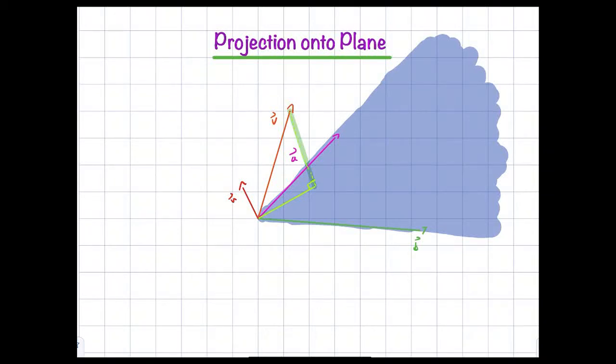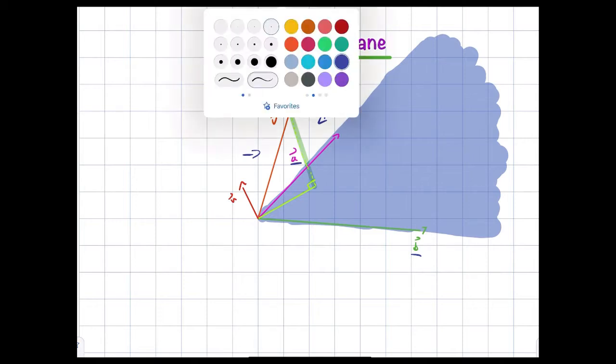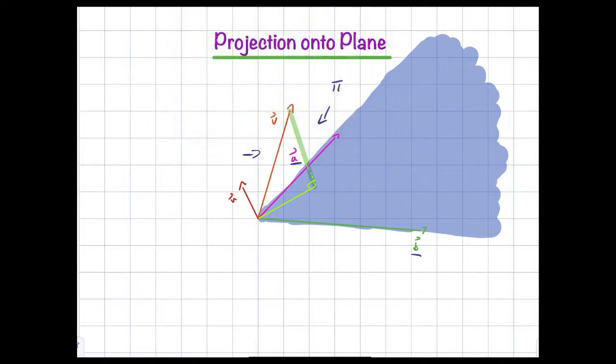Okay, so suppose we have some vector v here in orange, and suppose we also have some plane, pi. And this is the plane spanned by the vectors a and b. These are the direction vectors for the plane. And we want to find the projection of the vector onto the plane. So this vector here, this is the projection of the vector v onto the plane pi.